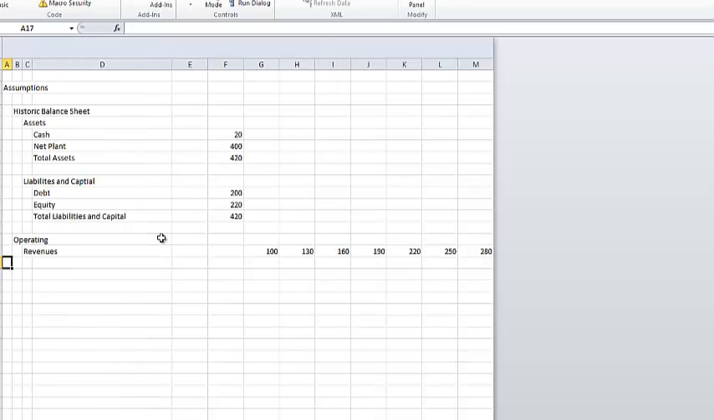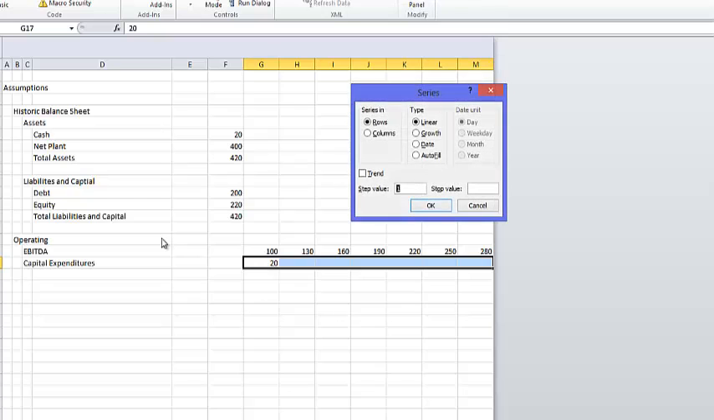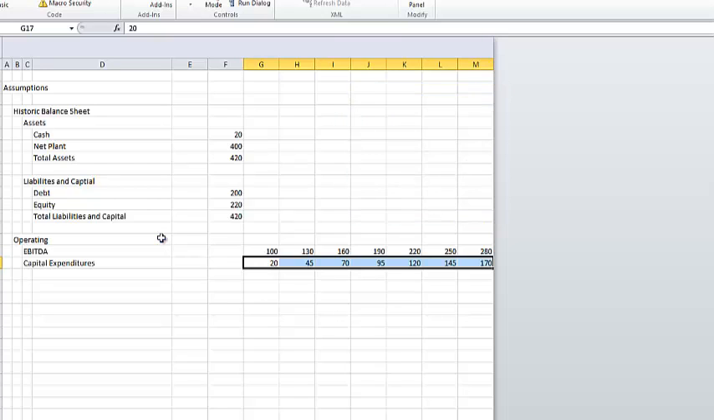Okay. Actually, let's rename this EBITDA. Revenues, expenses, and then let's put some capital expenditures, and let's say that's 20. Alt EIS. Let's increase this by, how much did we do the last time? 25. Okay, and that's it.